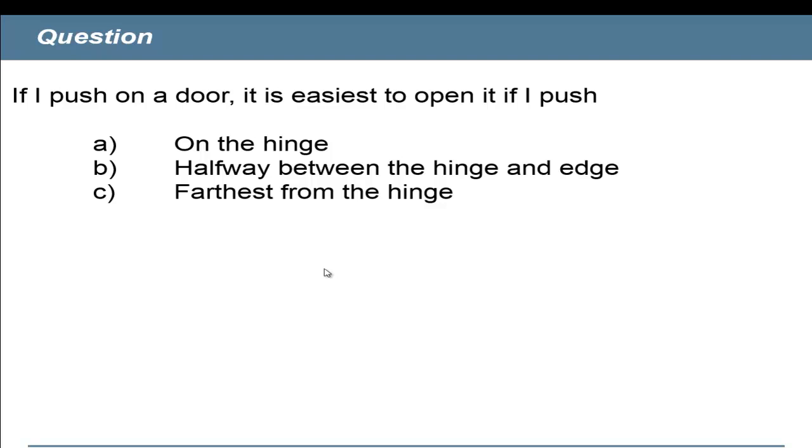Hopefully you didn't say you would push on the hinge, because if you push on the hinge itself, then the door is not going to swing open at all, right? So hopefully all of you said that the farthest point from the hinge is the easiest place to open the door, and that's obviously why the doorknob is at the edge of the door, farthest from the hinge, right? So let's talk about why this is.